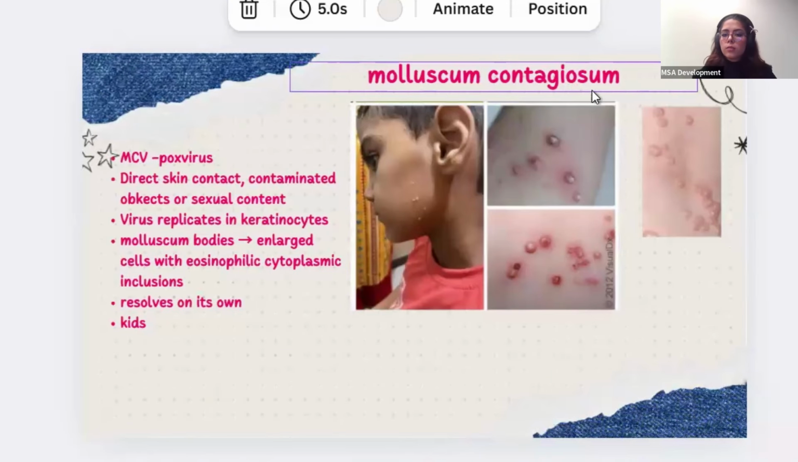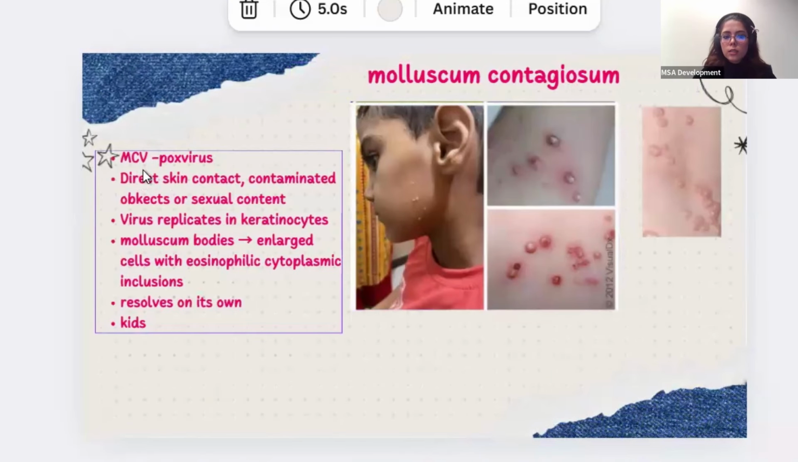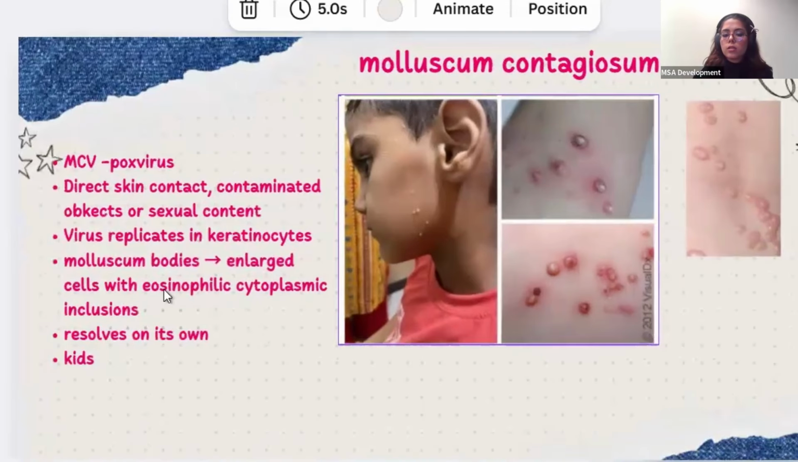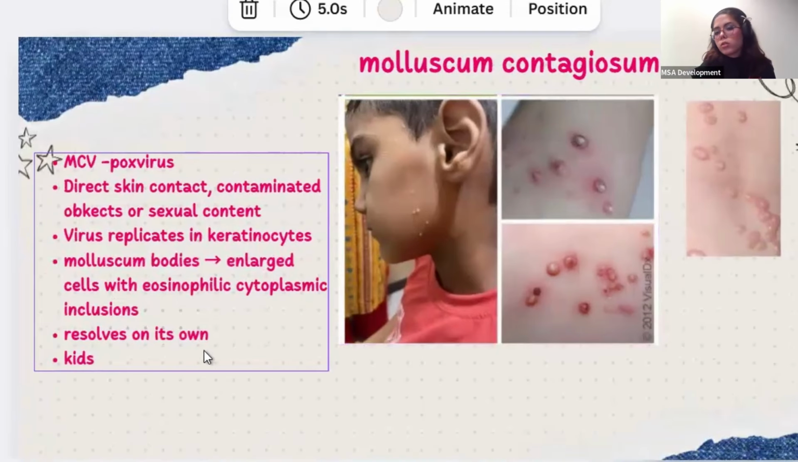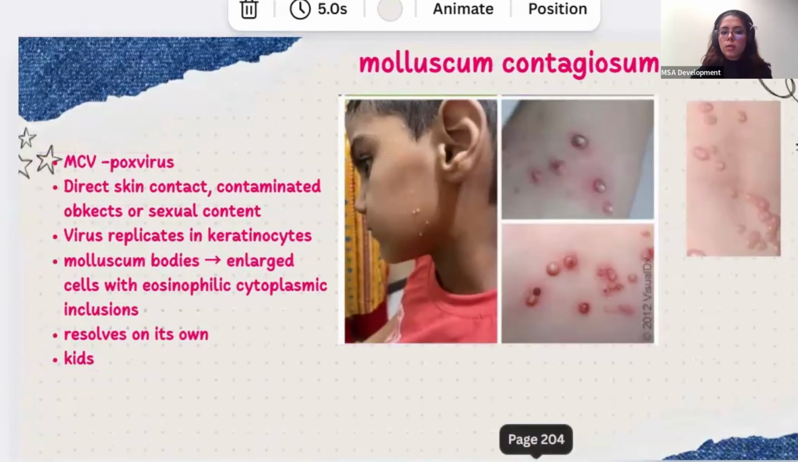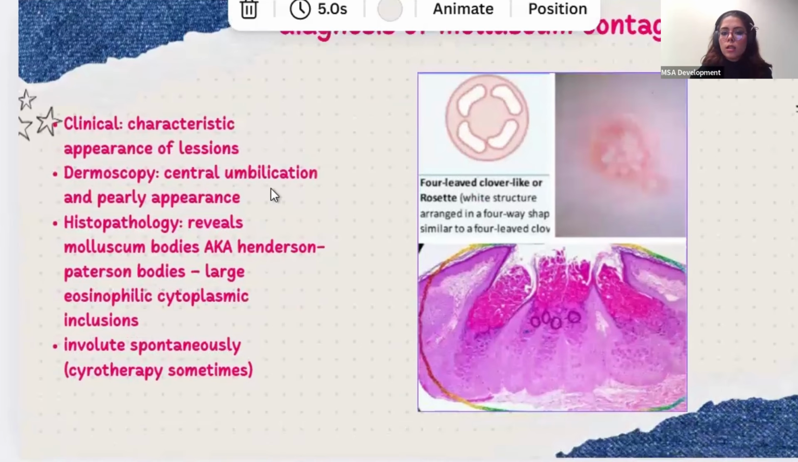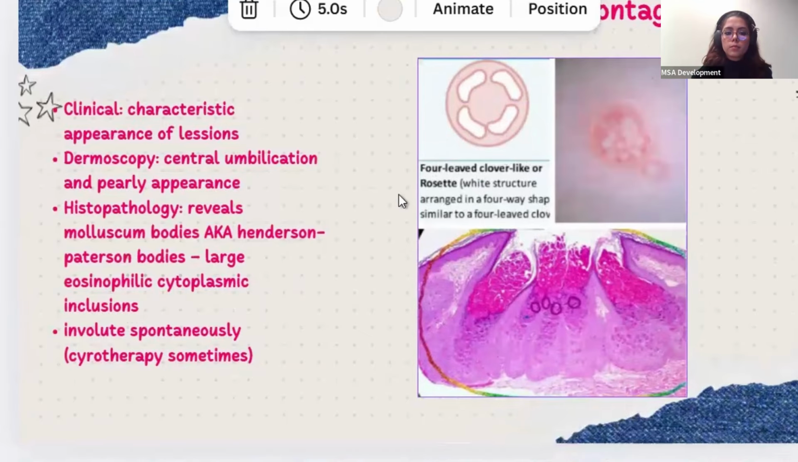Molluscum contagiosum. Okay, MCV, which is a pox virus, spread by direct skin contact or contaminated objects. The virus replicates in the keratinocytes. These are the molluscum bodies. They're enlarged cells with eosinophilic cytoplasmic inclusions, and it resolves on its own. It's fine. Just keep them at home. The diagnosis, it's a four-leaved clover-like rosette. Okay, this is what it looks like.